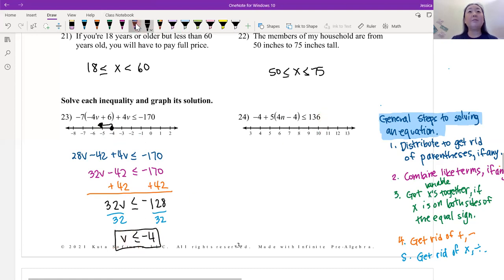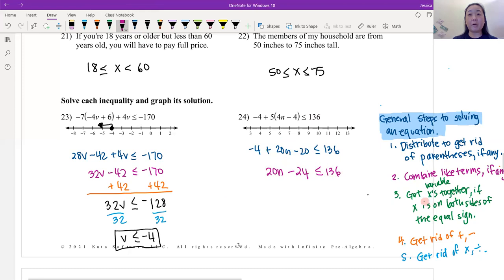Next one. First one. So I have parentheses, so I'm going to distribute them. So -4 plus 5 times 4, which is 20, and 5 times 4, which is -20, less than or equal to 136. All right. And then if you combine like terms, yes, we have to combine like terms. So I have the same number, like constants. So it's 20n and -4 minus 20, which is going to be -24, less than or equal to 136.